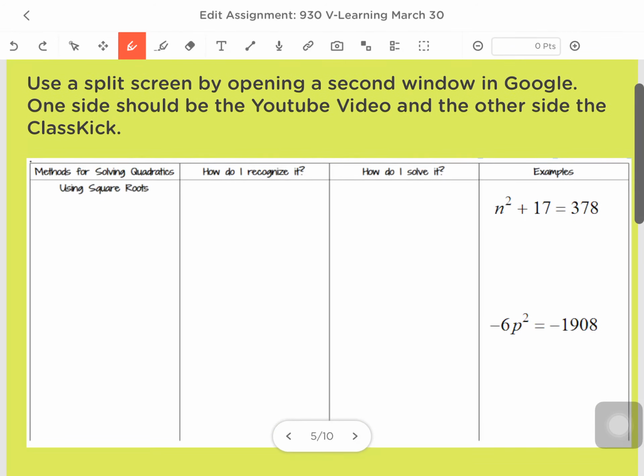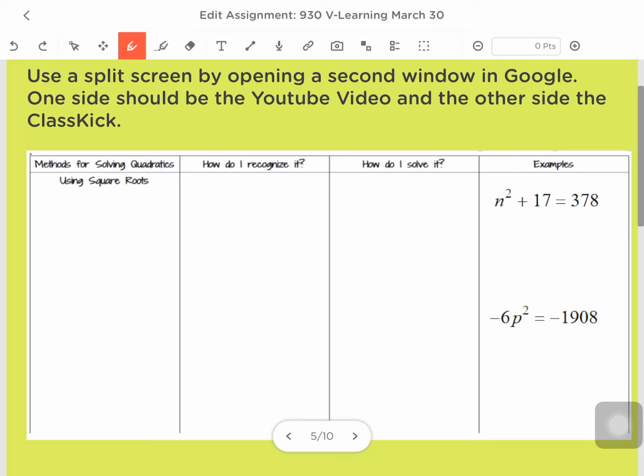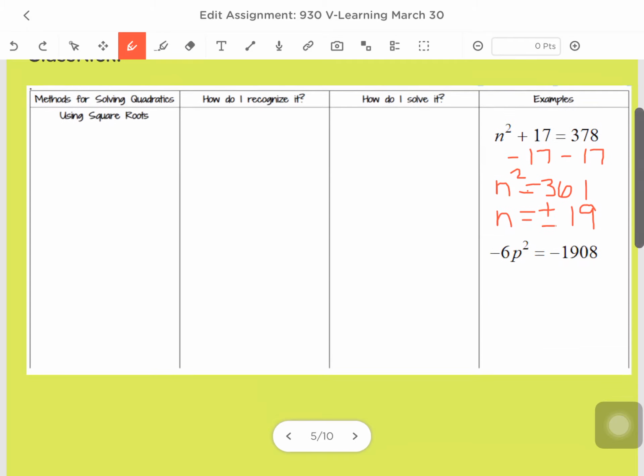Okay, now same thing here. We're going to solve these just like we solve regular equations. We're going to try to isolate the variable. There's nothing different about how you recognize these or how you solve these. It's still just something that's x squared or y squared and then just some numbers. So if I were to solve this like a regular equation, I would solve by subtracting 17. I'd have n squared equals 361. I'm going to go ahead and take the square root of 361, which is going to be 19. Now remember we talked about two answers, so it could be a positive 19 or a negative 19, so we're going to write that as plus or minus 19.